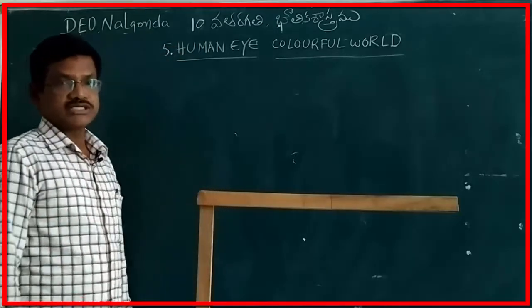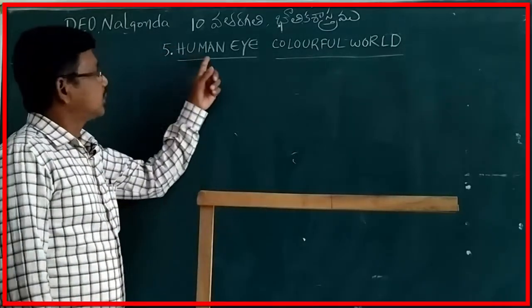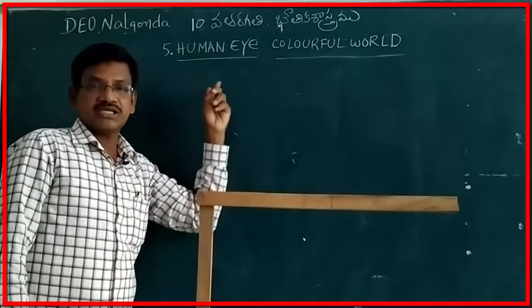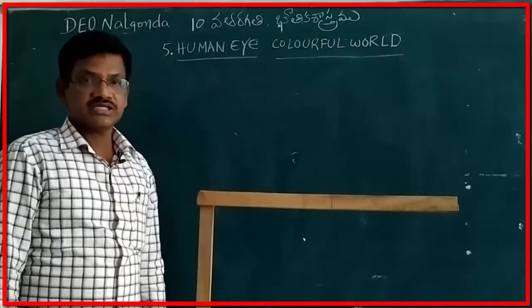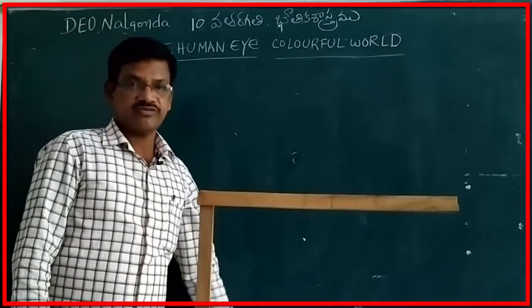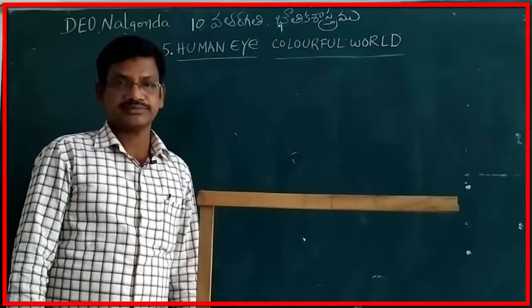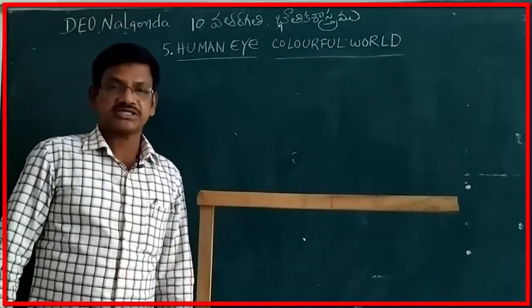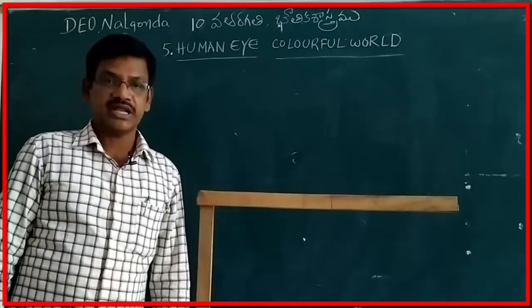Today, we discuss the human eye and the colourful world, the 5th lesson in 10th class Physical Science. Children, you have learned refraction of light through lenses in the last class.